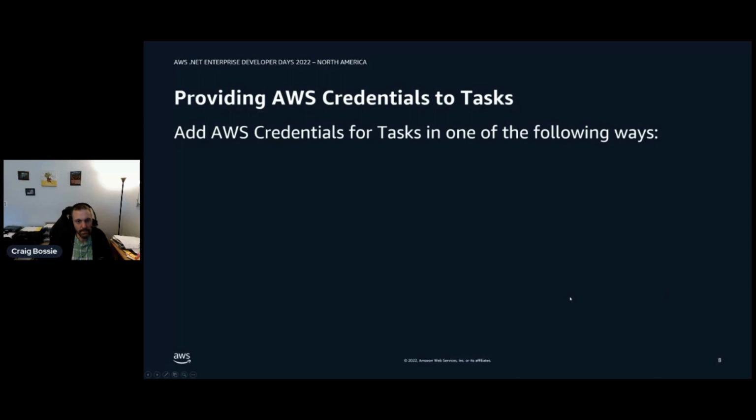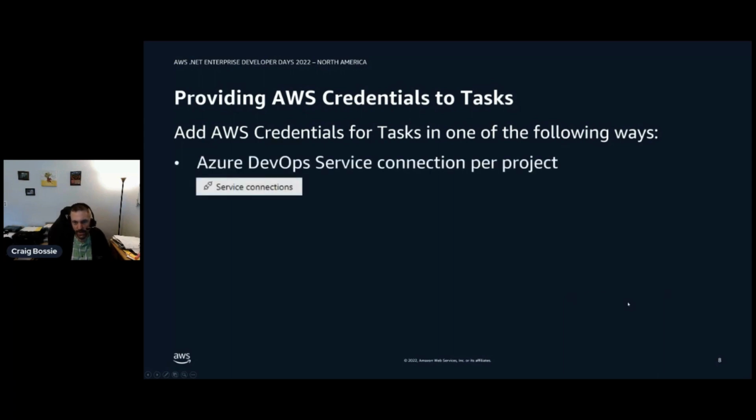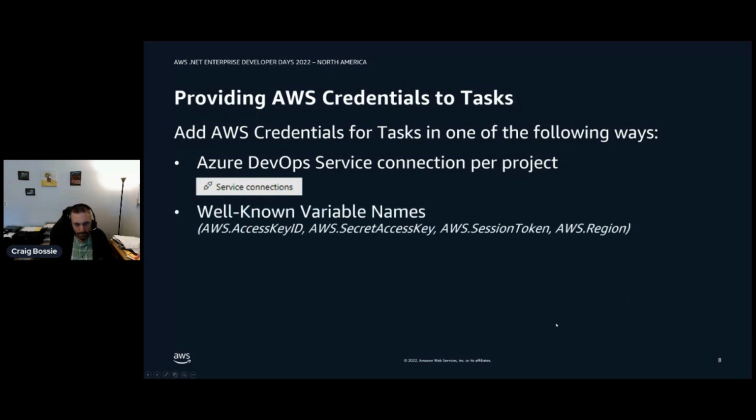You can create a service connection and use it directly in your pipeline. This is going to allow you to explicitly supply your IAM credentials that the toolkit can use. You can also use variables in your pipeline. There are well-known variable names that are useful if you're, say, starting pipelines through a different form of automation, and you can set the variables when you actually run the tasks.